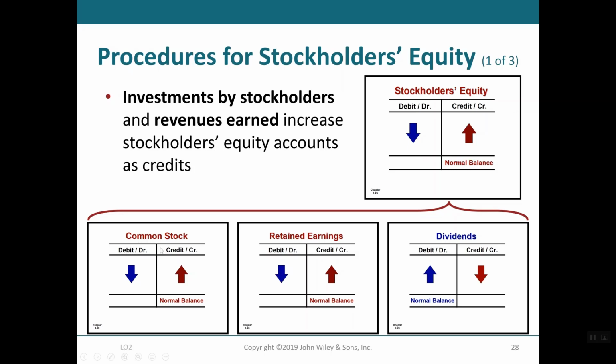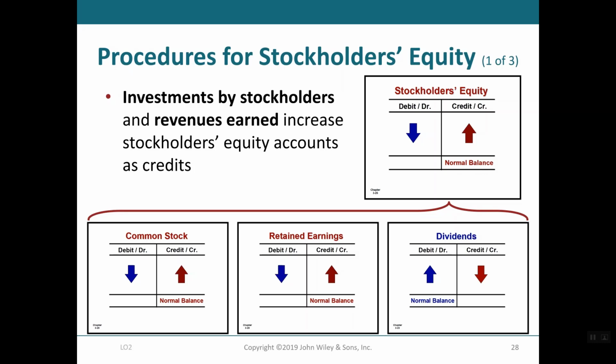Okay, and then we have the common stock. From the stockholders' equity, we have common stock, we have the retained earnings, and we have dividend. We also have expenses. Okay, so for the common stock and the retained earnings, the normal balance is credit. That means increase in common stock is credit, increase in retained earnings is a credit. For the dividend, it is paid out to the stockholders, and that reduces the stockholders' equity. And that's why the normal balance for a dividend account is a debit.